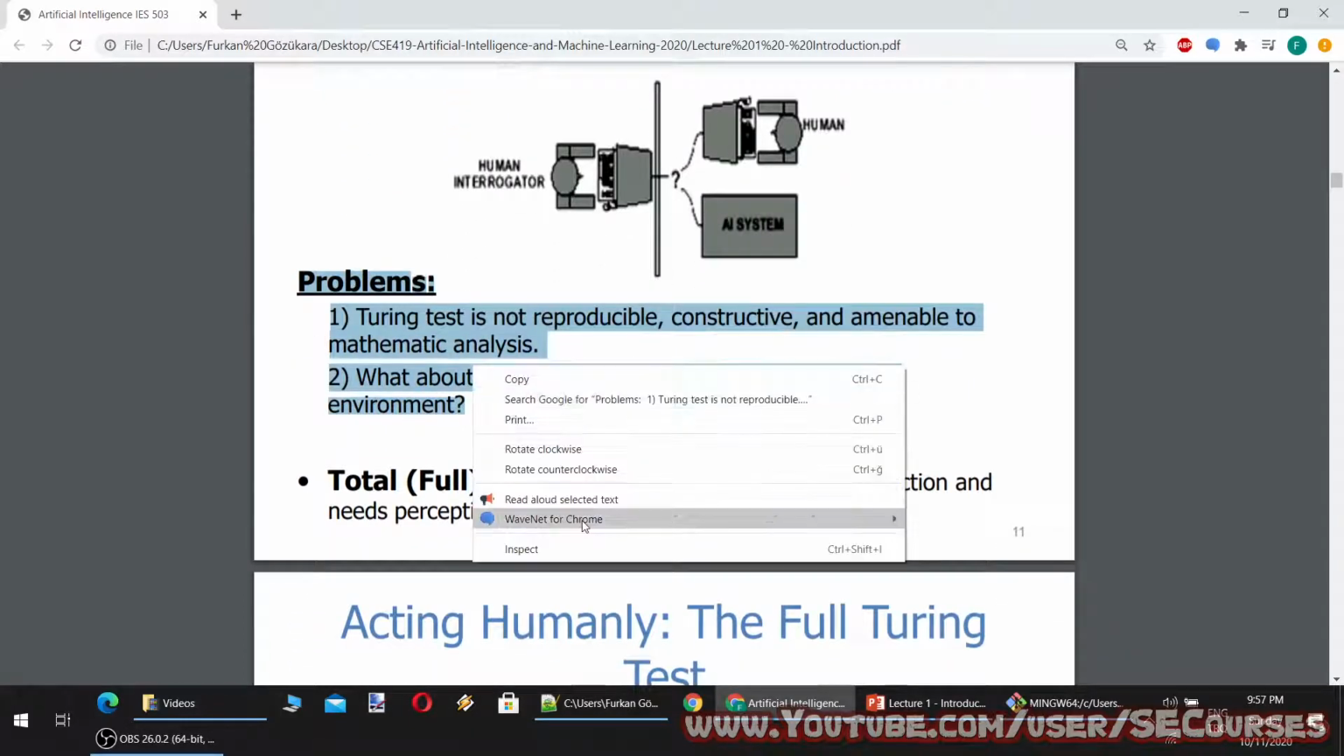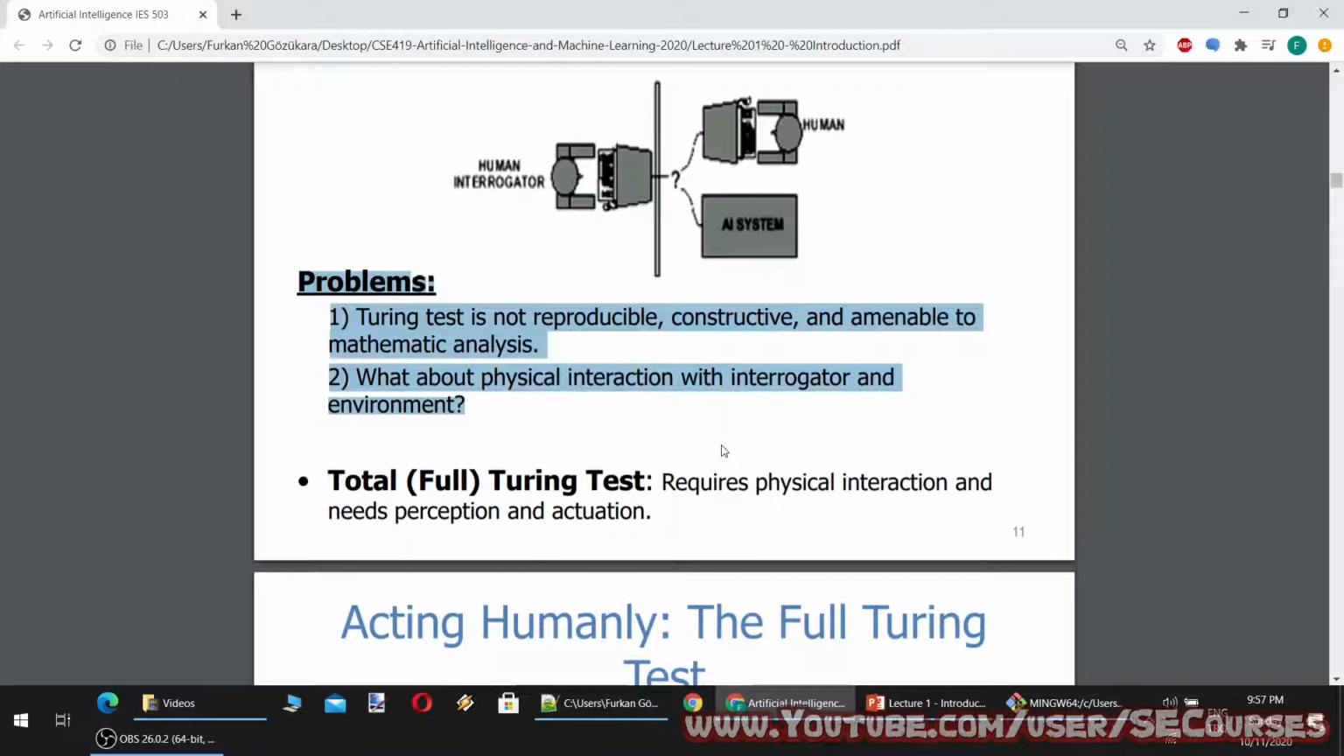Okay, problems. Problems. 1. The Turing test is not reproducible, constructive, or amenable to mathematical analysis. 2. What about physical interaction with the interrogator and environment? Okay, so what does this mean?